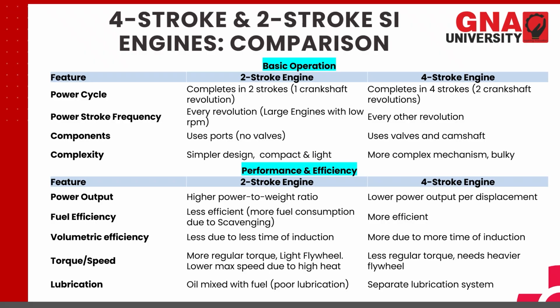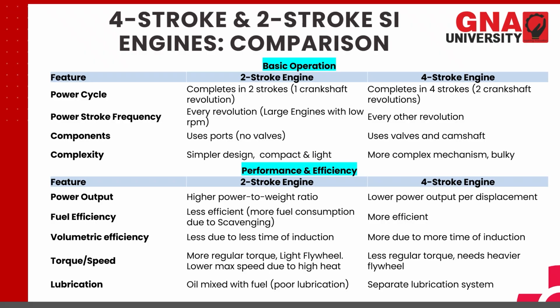Then performance and efficiency, power output. 2-stroke gives you higher power to weight output, whereas 4-stroke gives you lower power to weight output. Fuel efficiency is more in case of 4-stroke engines, whereas it is less in case of 2-stroke engine. This is because of scavenging. Scavenging is sweeping out the exhaust gases by the inlet charge. Volumetric efficiency is less due to lesser time of induction in case of 2-stroke engine, whereas it is more due to more time of induction in 4-stroke.